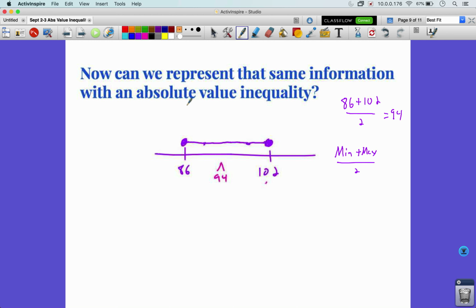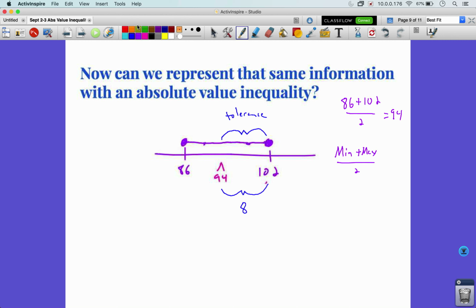All right. Now there's another piece of information, which is the tolerance. This distance here, we're going to call that the tolerance. And to figure that out, we just have to do the maximum minus the midpoint. 102 minus 94 is 8. So here we'll write that right here. This distance is 8, and then we can double check that this distance should also be 8 if that's the midpoint.